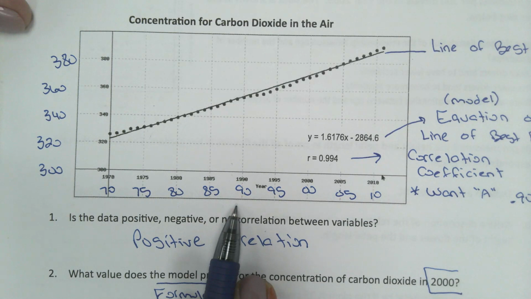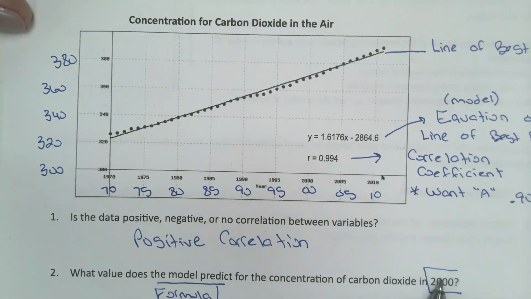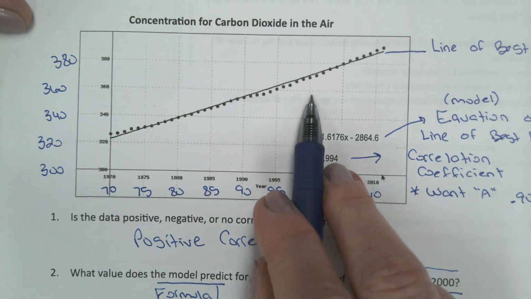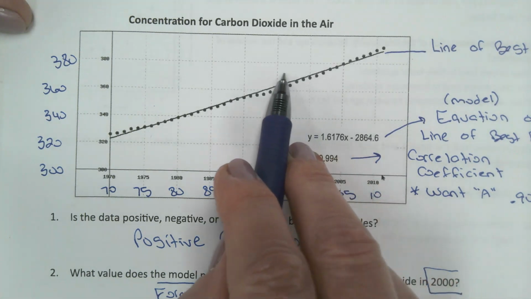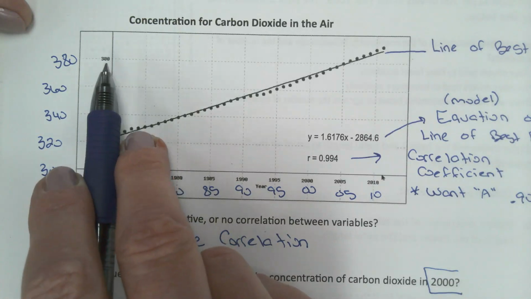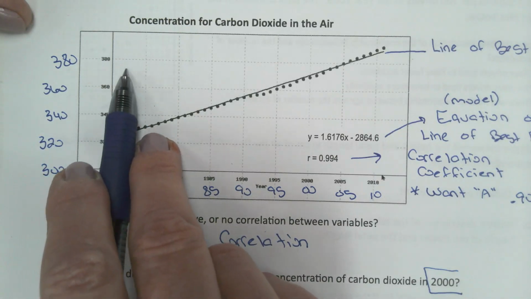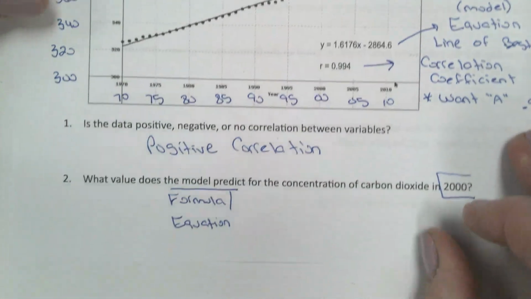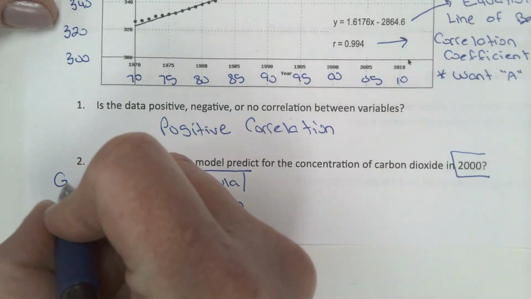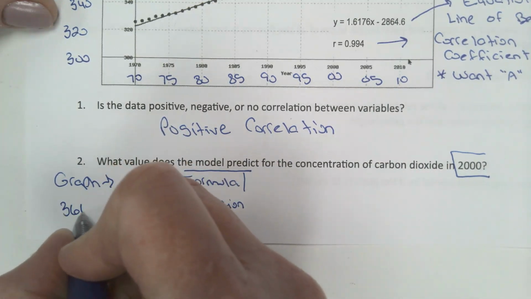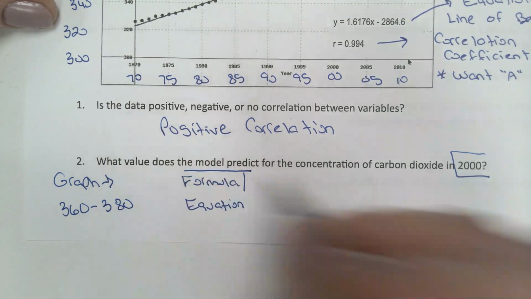So if you have a graph, you should certainly try to estimate. So in the year 2000, if you come up here, and then you follow it to the left, I'm expecting my concentration to be an answer between 360 and 380 because that's what my graph says. So my graph says it should be 360 to 380.